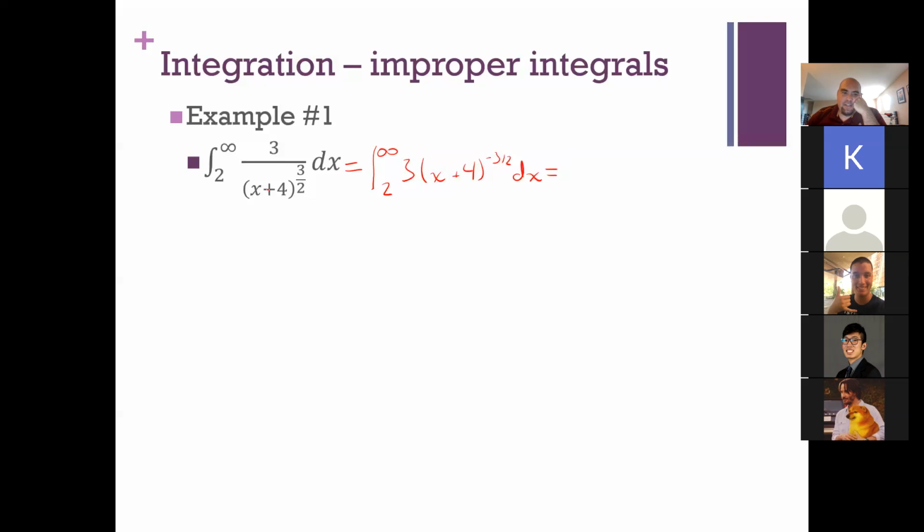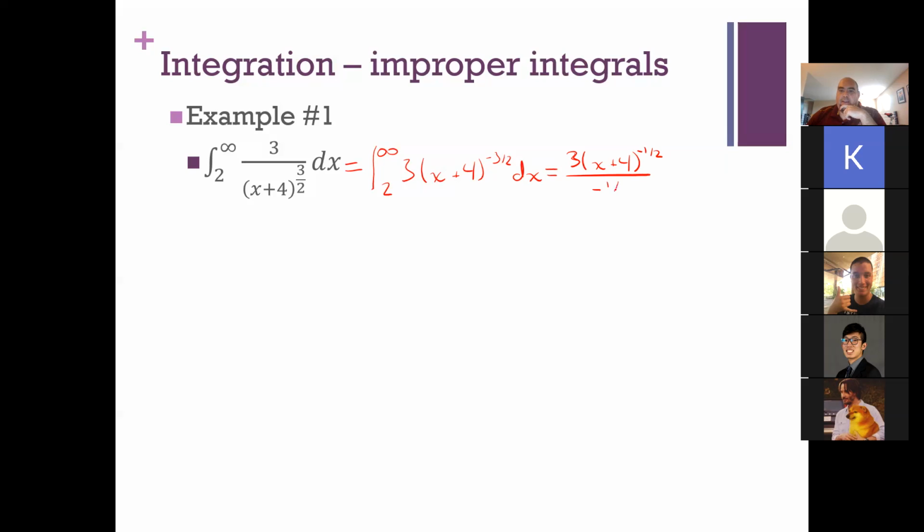Before we go any further, let's do this. Do we think this is going to have a value? Do we think it's going to converge? Yes, it should, right? If we're treating this as something analogous to the p-series test, what's our p-value? 3/2, which is greater than 1. So if our conclusion was correct, we should definitely get a sum for this.